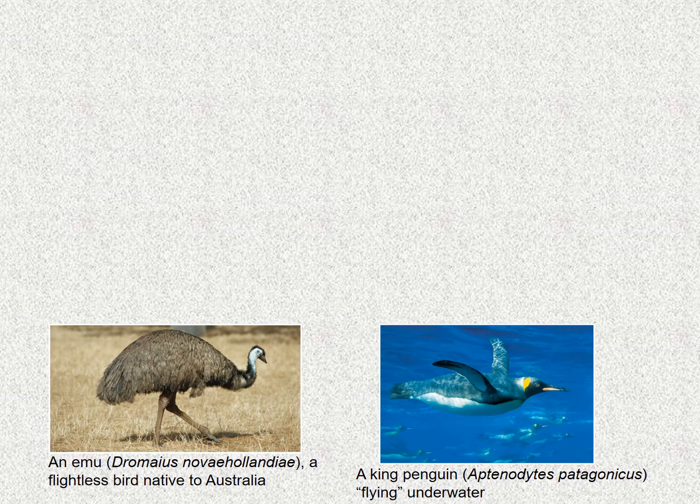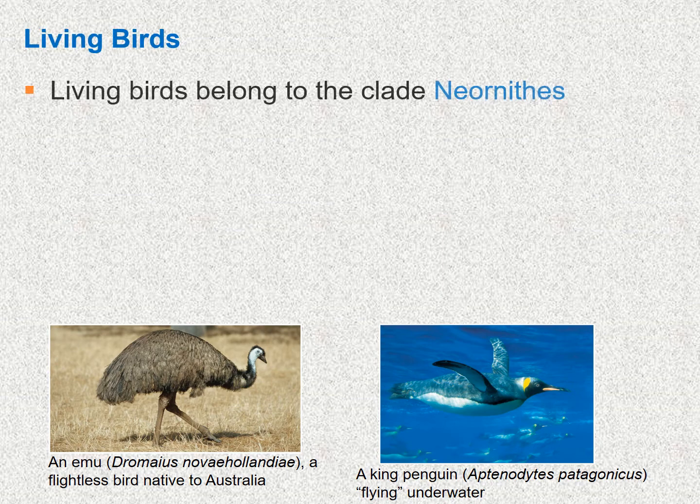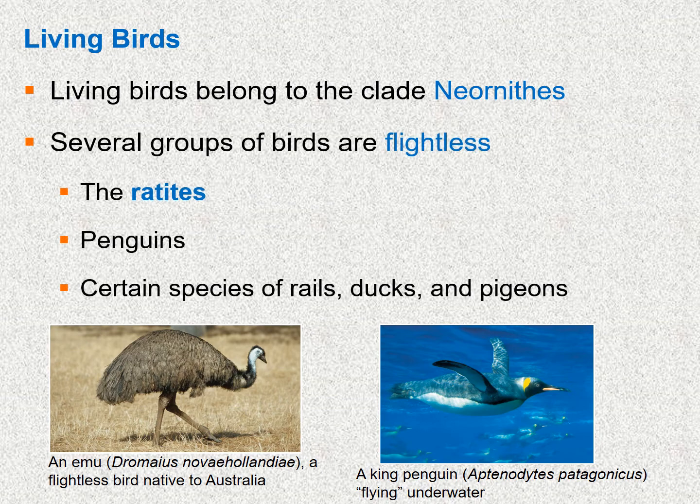So let's look at the groups of birds. So the living birds belong to the clade Neornithes. Within the Neornithes are also the ratites. The ratites are a specific group which is flightless. Also, it includes the penguins and certain other species that are also flightless. So there are many birds that do have feathers, and they may have some structures which might look like they're able to fly, however, they are not able to fly.